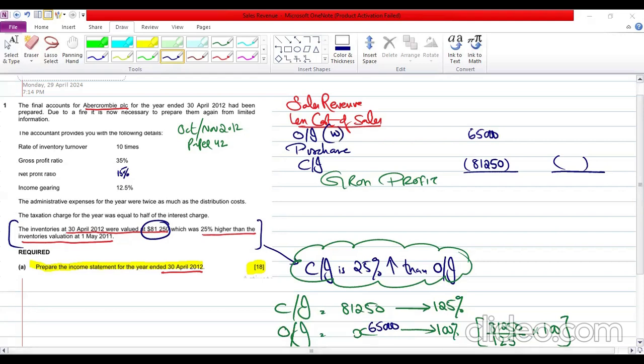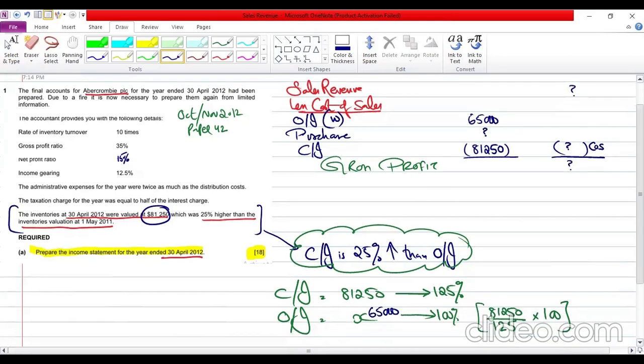But the problem is we don't know the purchases. We don't know the cost of sales. We don't know revenue as well, and we don't know the gross profit as well. So four question marks. Let's see how I can play around with it.